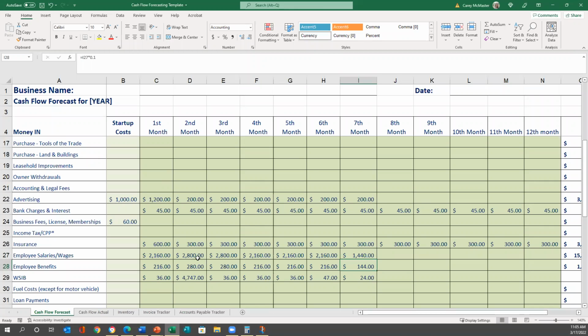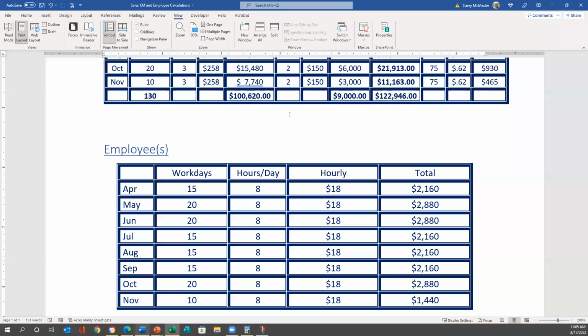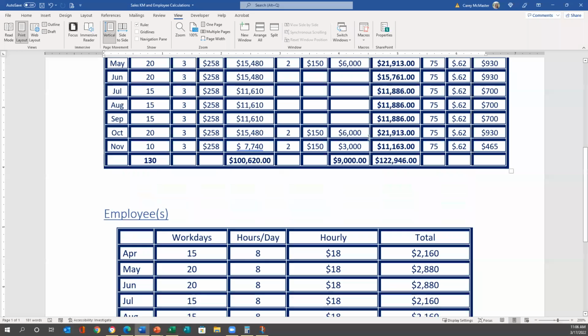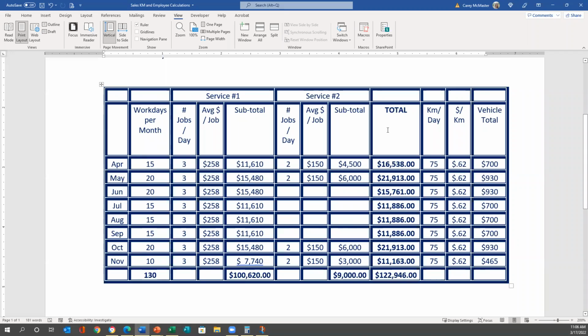Okay, so we have the employee in there. Let's see what else we can add based on our business plan. So going back to the business plan, I'm going to calculate kilometers. Based on the geographic area for this business, I anticipate that I'm going to travel 75 kilometers a day, and I'm going to calculate 62 cents a kilometer.